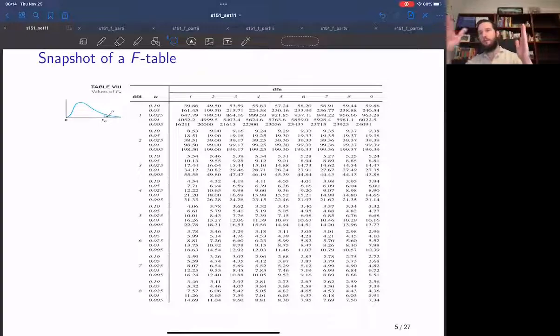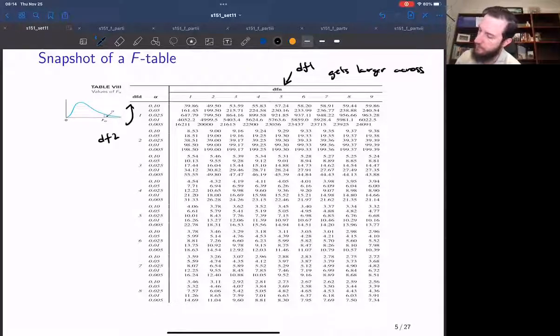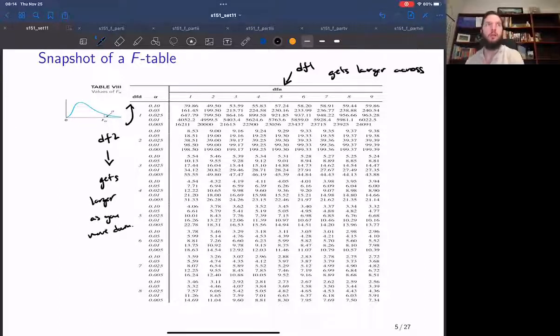As you go across, your DF numerator gets bigger. And the DF numerator, again, is the same thing as DF1, right? So DF1 gets larger across. And similarly, DFD, which is DF2, gets larger as you move down. The thing with the ANOVA F tables that's a bit annoying is that you have to go from page to page to try and find the right combination of your first and second degree of freedom.